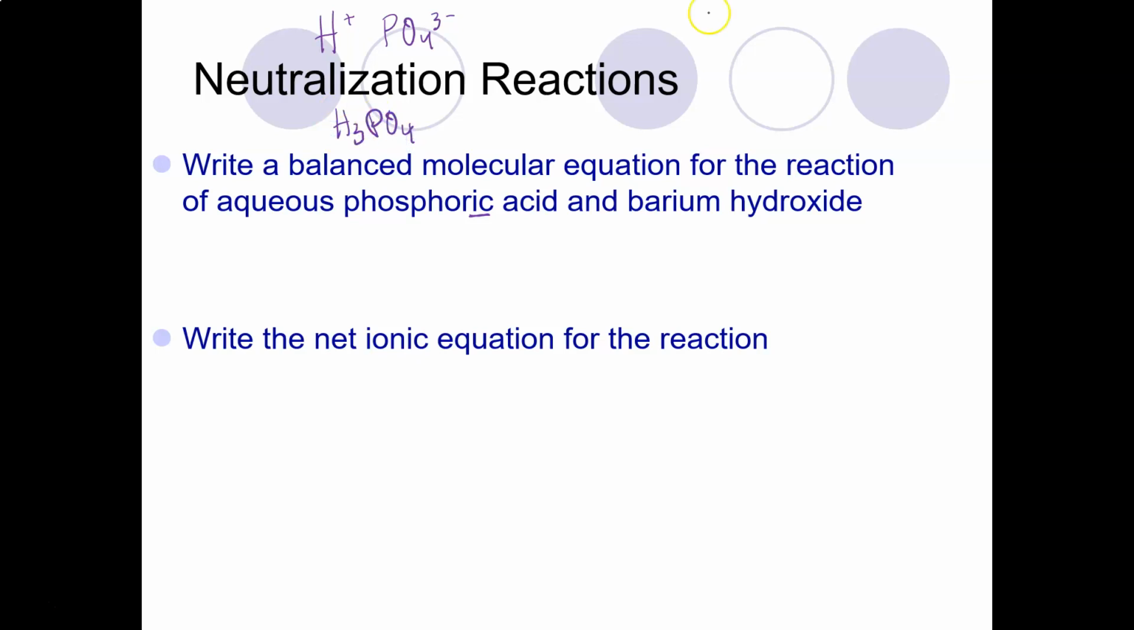And barium hydroxide. Well, barium is Ba. We look on the periodic table, it's a 2 plus. Hydroxide is an OH minus polyatomic. So to put those together so the charges cancel, that's what we have. Those are my two reactants. Both of them are aqueous. Now we go to predict our products.